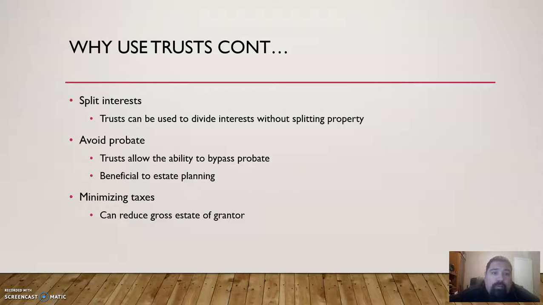Trusts can also be used to avoid probate. That's another big pro of using a trust. Trusts allow the ability to bypass probate, which is definitely beneficial to estate planning. Keeping assets out of probate helps with the costs of probate, right? So probate can be expensive. That does eliminate that cost, and it also helps you ensure that your assets are being utilized in the way that you see fit or the way that you wish. Sometimes when you go through probate, you may run into issues where the courts decide against your will at that point.